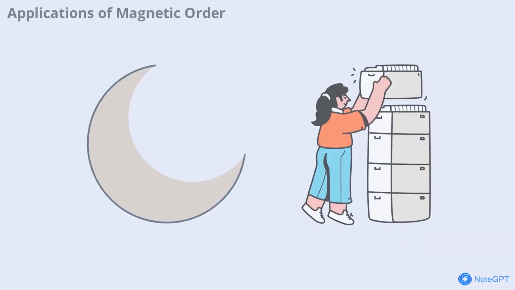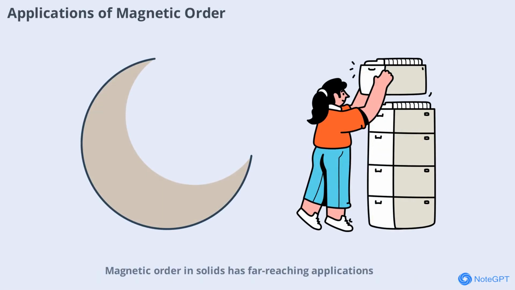Magnetic order in solids has far-reaching applications. From data storage and magnetic sensors to advanced computing and medical imaging, understanding magnetic phases enables innovation across industries. Scientists continue to explore new materials and spin arrangements, unlocking potential for future technologies. The study of magnetic order is not just theoretical, it's a driving force behind many modern advancements.